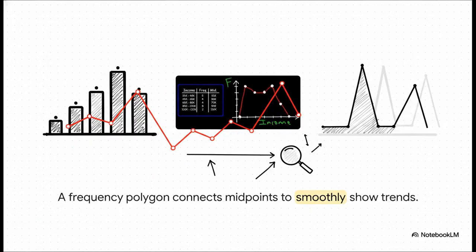And another fantastic tool in our visual kit is the frequency polygon. Just imagine taking the very top center point of each bar in our histogram and then just connecting the dots. That's all a frequency polygon is. It smooths everything out into a clean line, which makes it incredibly easy to spot trends or even overlay a few different data sets to compare them.